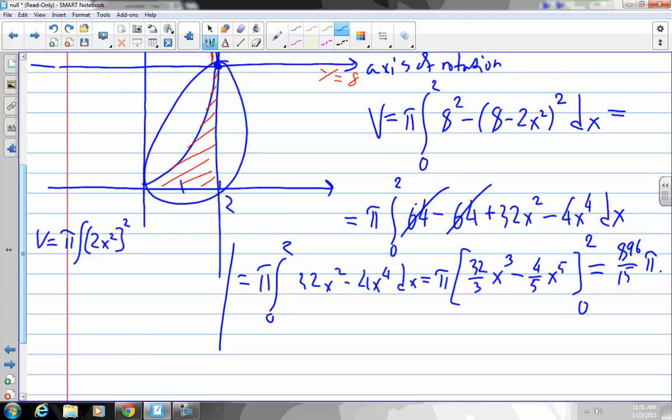No. The 8 will come for free from the revolution, from the limits of integration. Because it has nothing to do with 8 right now. I don't even have a region between. I'm just going under the curve 2x squared. This is a straight up rotation from 0 to 2. So when I plug in 2, it does get to 8, right?